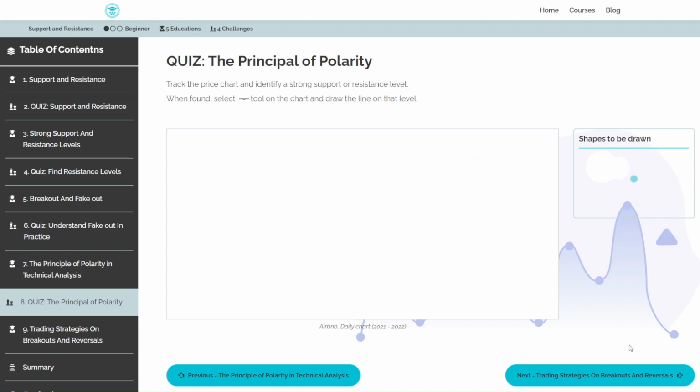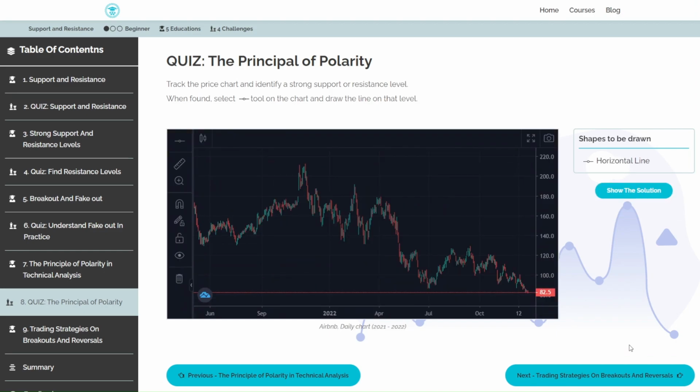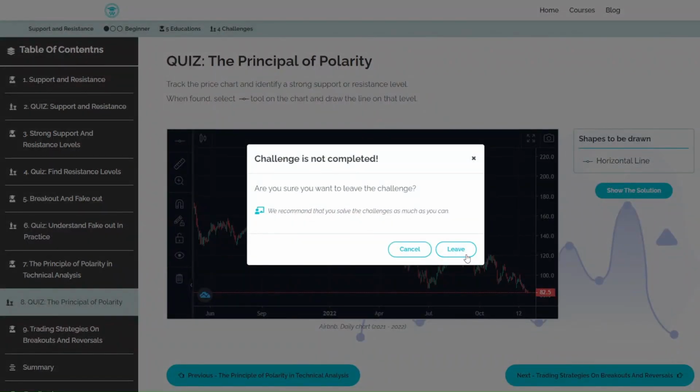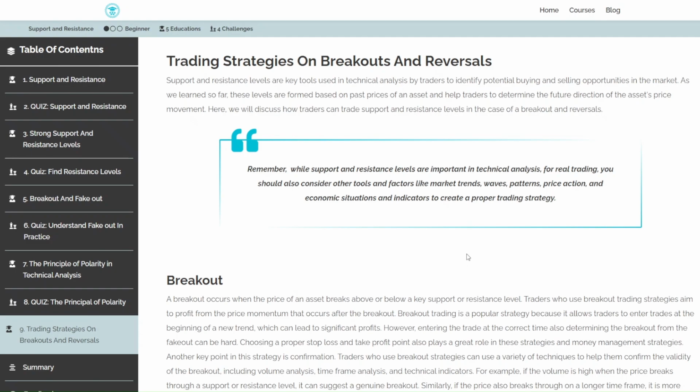Just continuing to understand more. Again, another quiz. This one is about finding a level that is both support and resistance, and you can go over it if you are interested, but I will skip it again. So we are going to talk, as this last lecture, about the trading strategy.